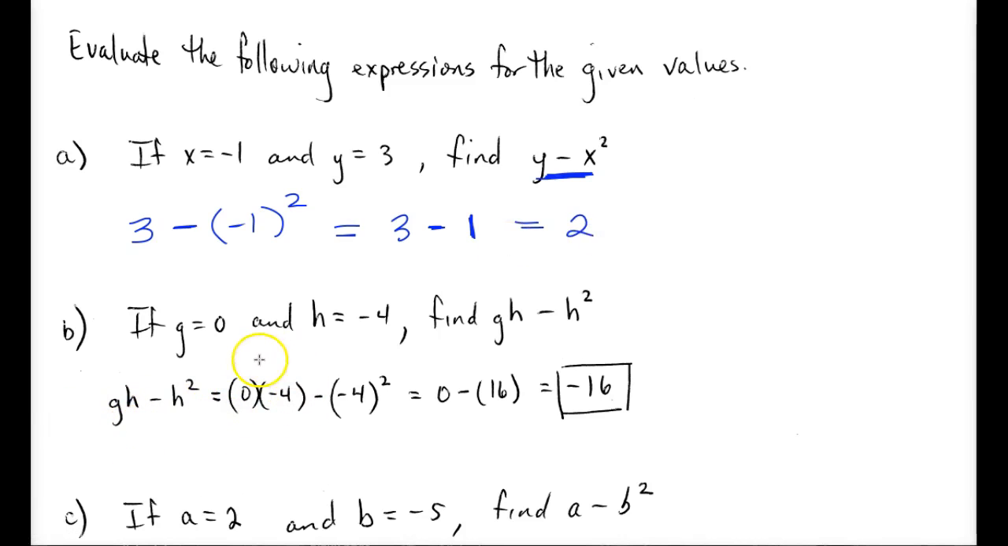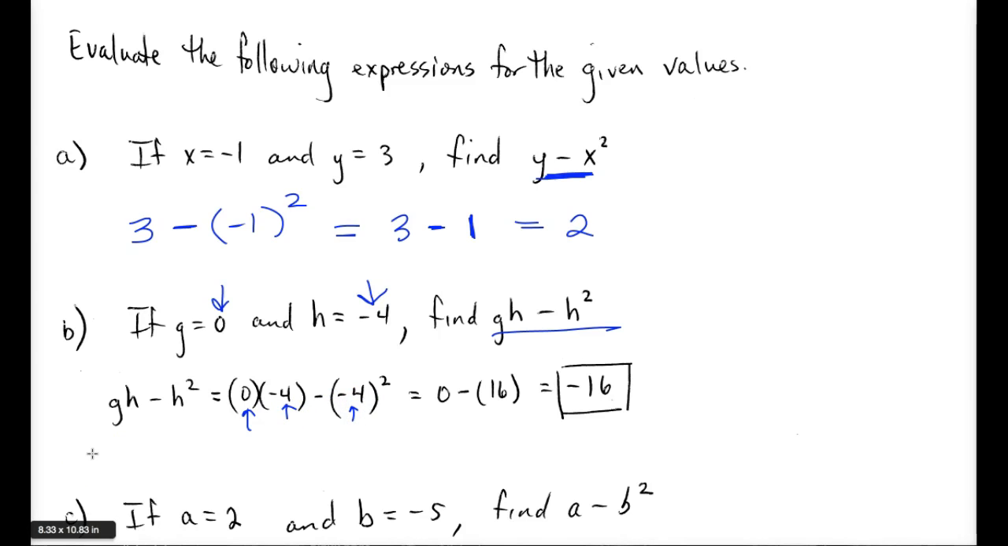For our second example, our expression is gh minus h squared, and we're allowing g to be 0 and h to be negative 4. Just like we did earlier, we take those values that we were told to represent the variable or the placeholder, and we just plug them in.